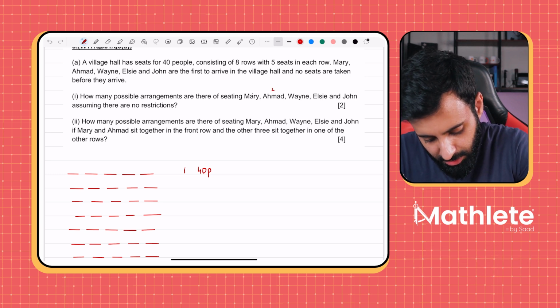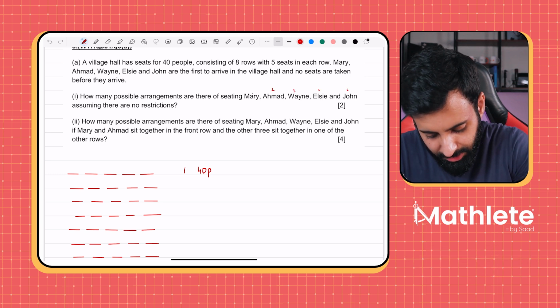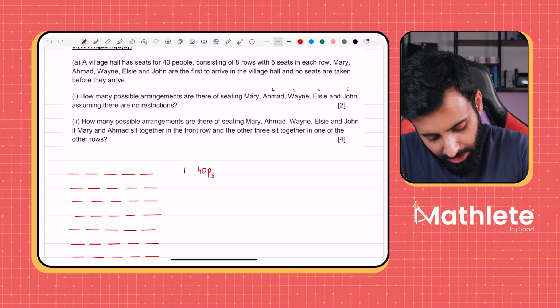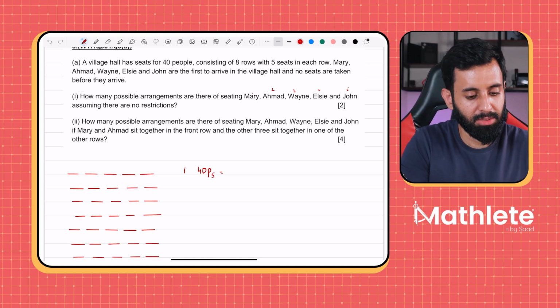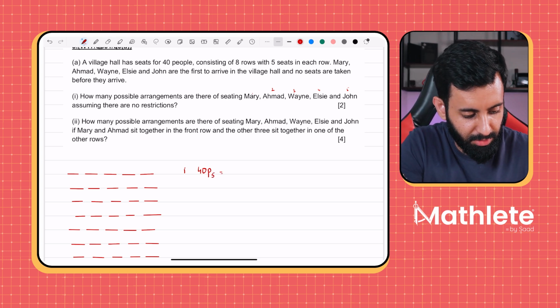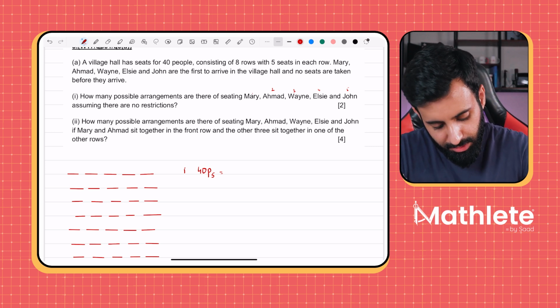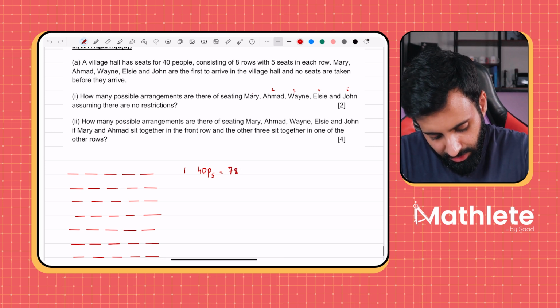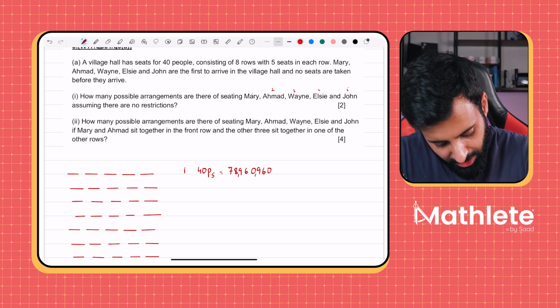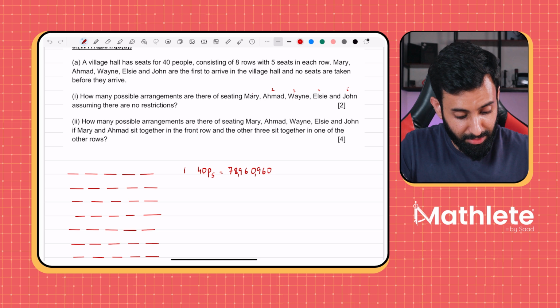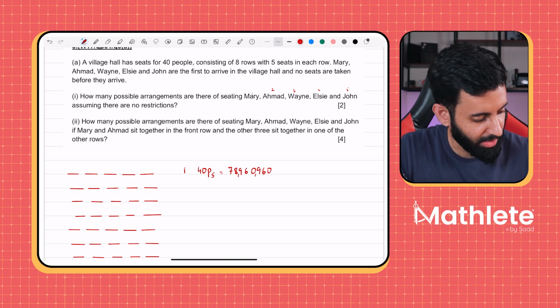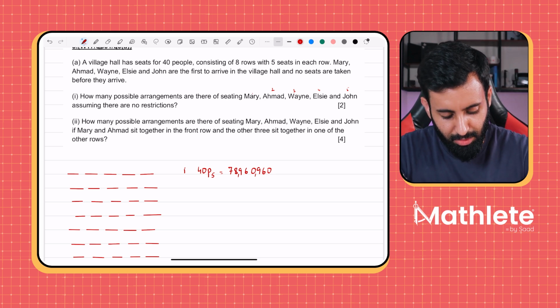So 1, 2, 3, 4, and 5. We have to arrange 5 people and we have room for 40. The way we can do that is simply 40P5. So let's do that. 40P5 is equal to 78,960,960. Yeah, that's an interesting number.